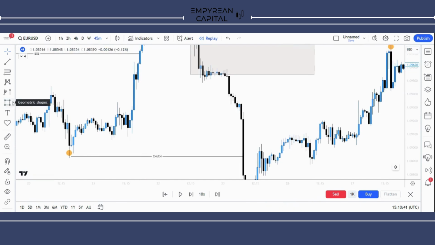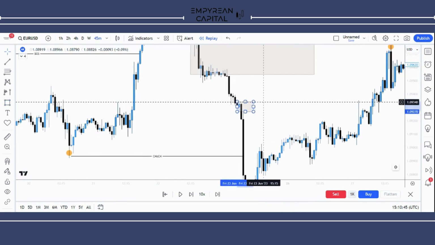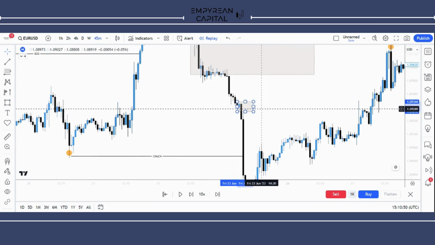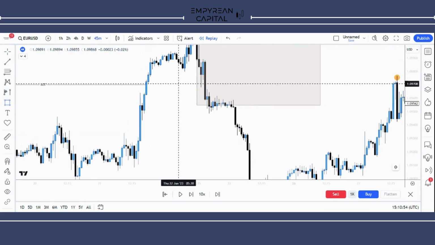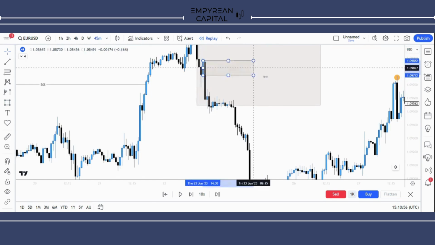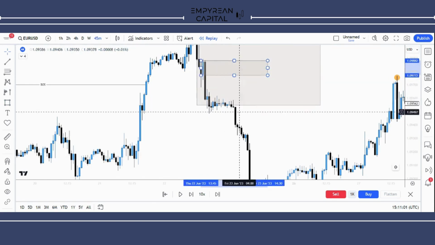So as you can see, we have a supply zone over here, right? However, this is not a valid supply zone because, as I said, we only want to be entering off the most powerful supply zones, and the most powerful supply zones lie in premium pricing, right? So we can go ahead and identify this as a powerful supply zone that we will be interested in entering off, because obviously it's in premium pricing, right?